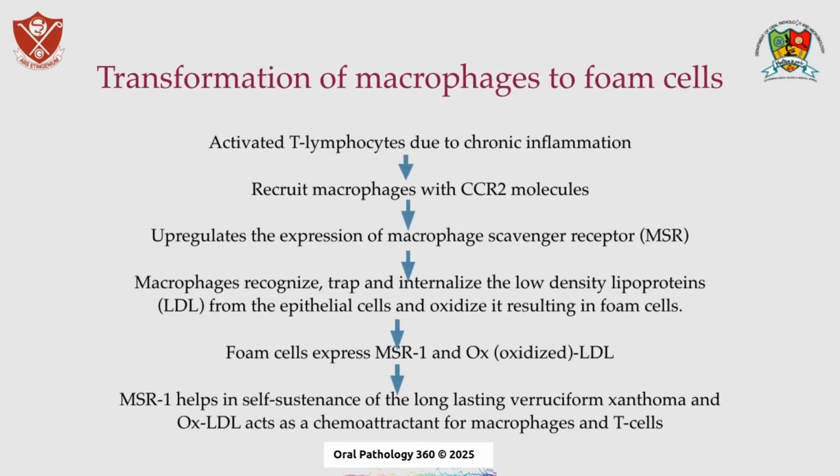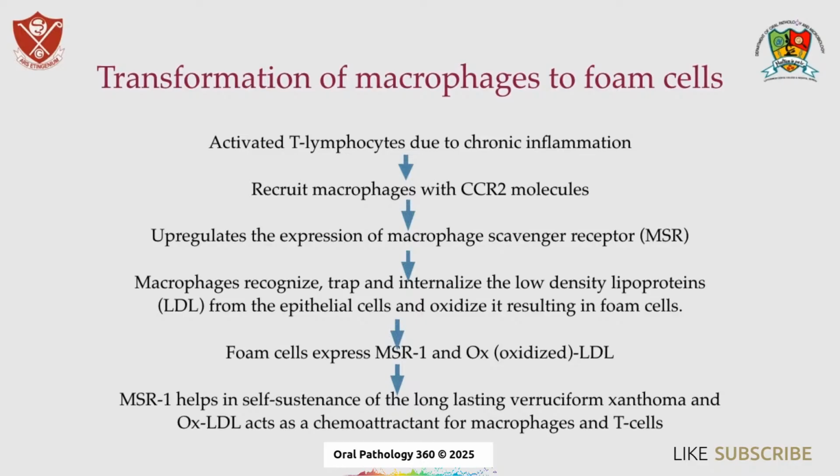Now, how do these macrophages transform to foam cells? We have activated T lymphocytes due to the chronic inflammation, which recruit the macrophages with the chemokine CCR2 molecules. And there is upregulation of the expression of the macrophage scavenger receptor. So these macrophages recognize, trap, and internalize the low density lipoproteins from the epithelial cells and oxidize them, resulting in the foam cells. And these foam cells express MSR1 and oxidized low density lipoproteins.